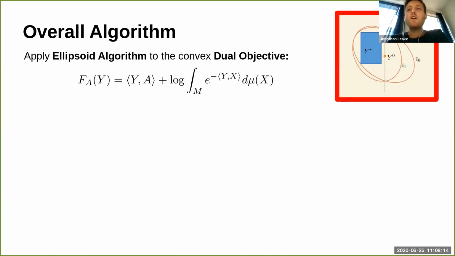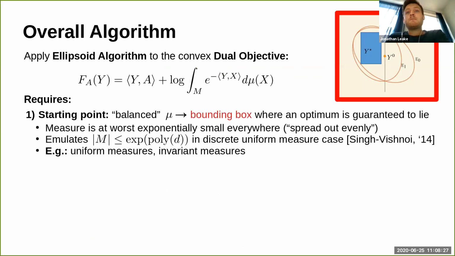Okay. So the algorithm, once we go to the dual program, we basically just need to optimize a convex function, so we just use the ellipsoid algorithm. To use that, we need a couple things. The first thing is we need some starting bounding box where we're guaranteed some optimum is, and basically the balance property gives that to us. I won't talk about how.